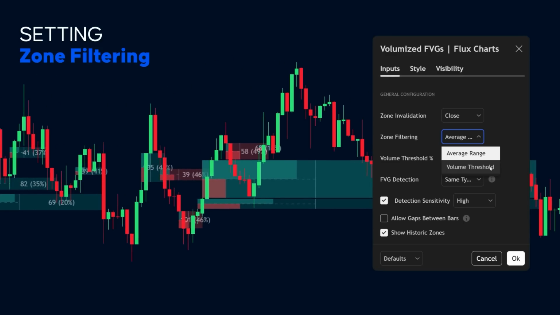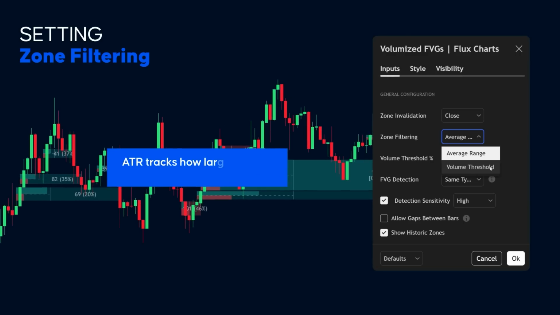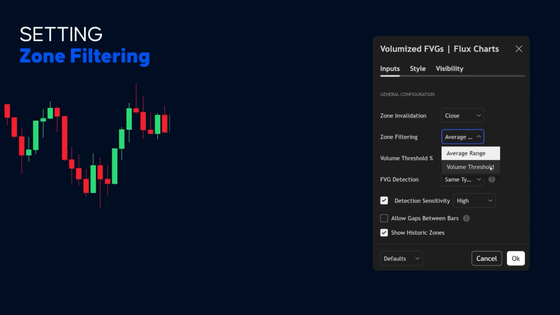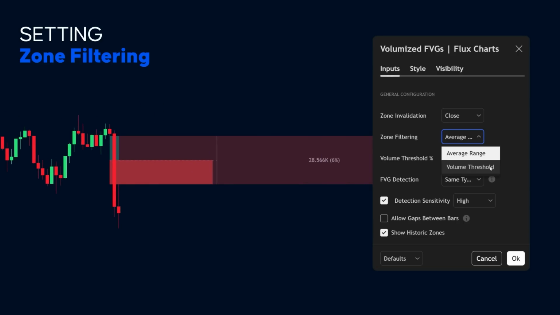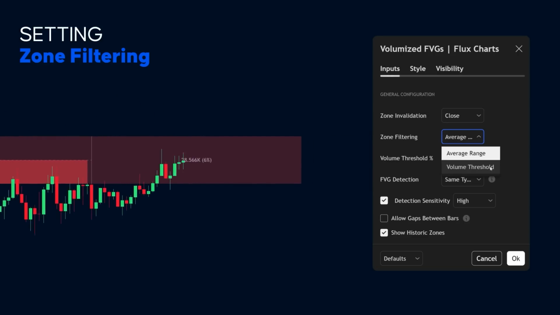The first method uses the average true range, or ATR, to measure recent volatility. ATR tracks how large candles have been over a set period. If the average range is small and a large fair value gap suddenly appears, the script can flag it as a standout and plot it.